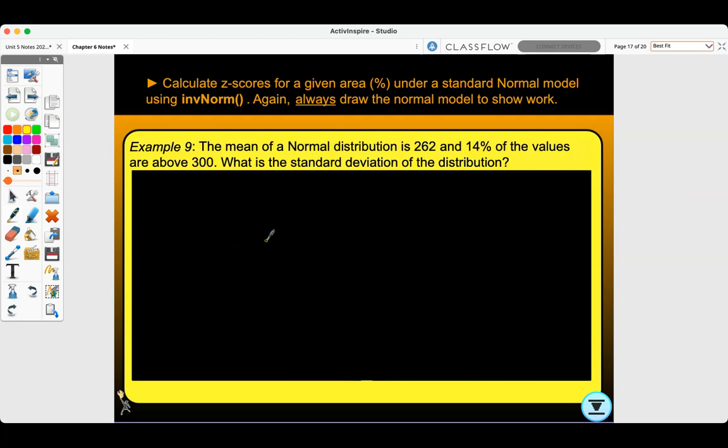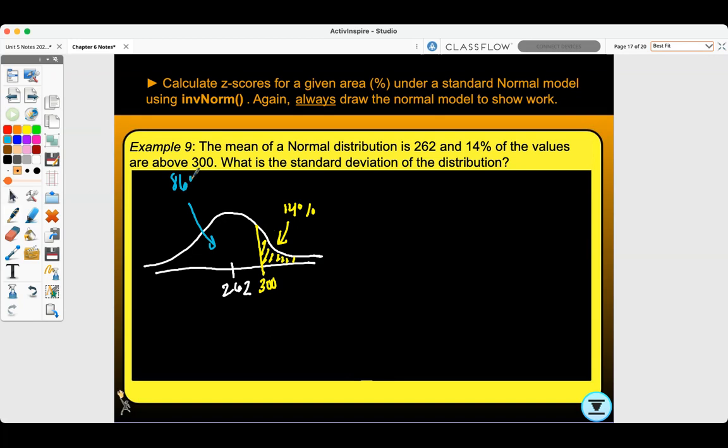Then let's go ahead and look at example 9. The mean of a normal distribution is about 262, and 14% of the data values are above 300. What is the standard deviation of this distribution? So let's go ahead and draw a picture. Okay, so the center is 262, and I was told I have 300 here. It says the area of these data values is 14%, which would make the area of this side 86%.